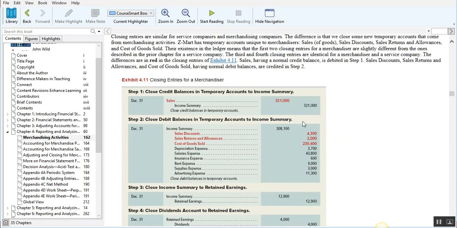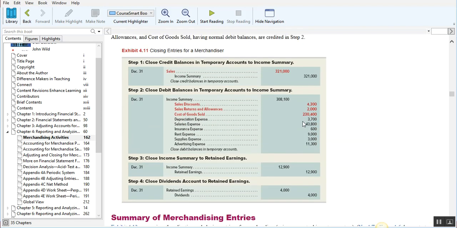Okay, when we do the closing entries, this really doesn't change a whole lot with a merchandiser, other than we have to deal with cost of goods sold and sales discounts and sales returns. Those accounts, and then of course merchandise inventory is a part of our accounting system too. But since it's a permanent account, we don't close it. So the closing process is much like what it is for a service business.